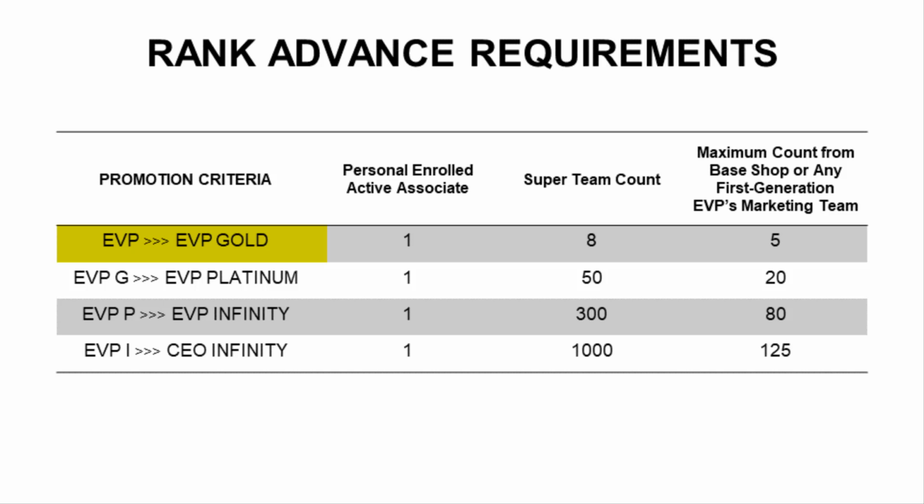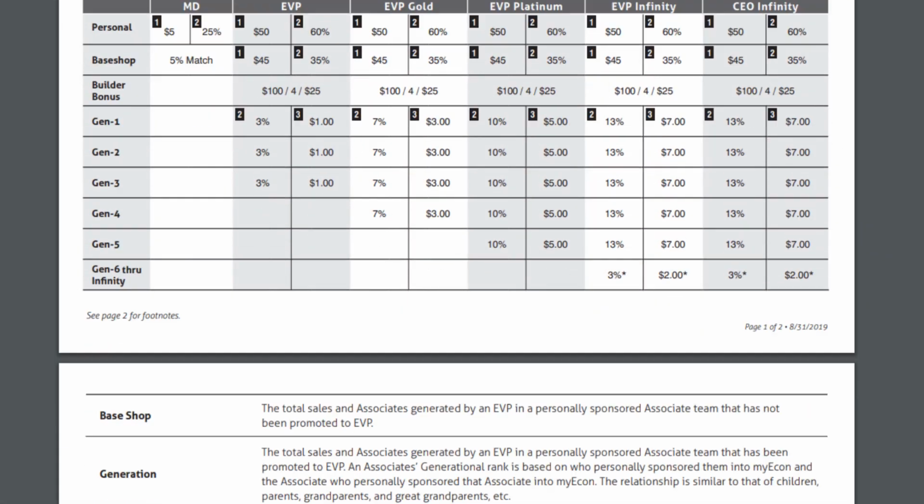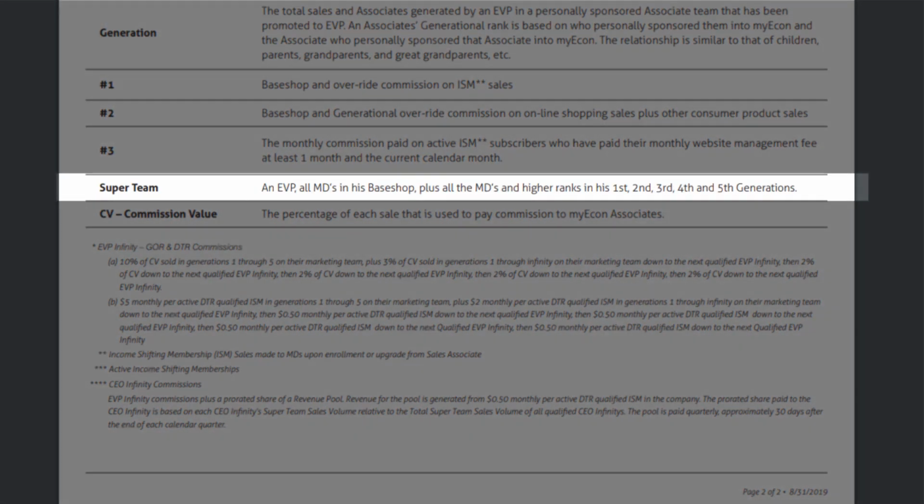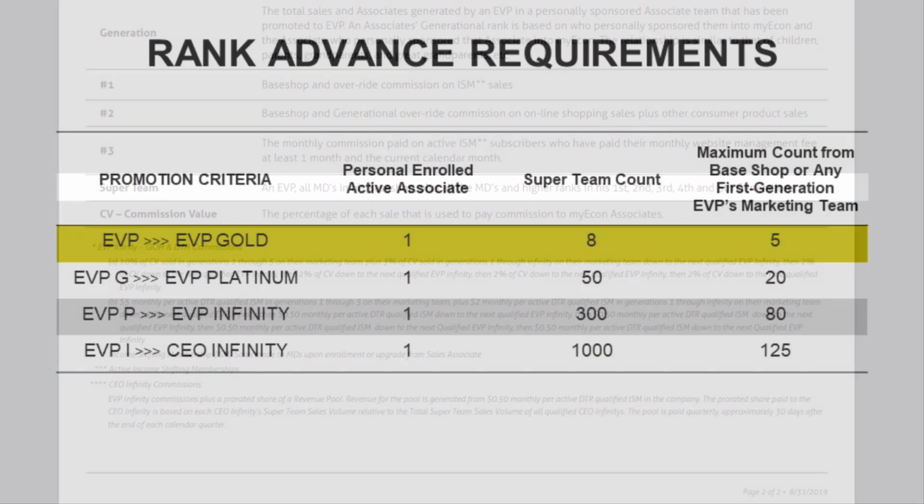Executive Vice President to Executive Vice President Gold. To rank advance to Executive Vice President Gold, you must have at least one personally sponsored associate and a total of 8 active associates in your super team. You can count no more than 5 from your base shop or any first-generation Executive Vice President's leg towards the 8 needed to advance. Your super team consists of everyone in your base shop and everyone in your first, second, third, fourth, and fifth generations.